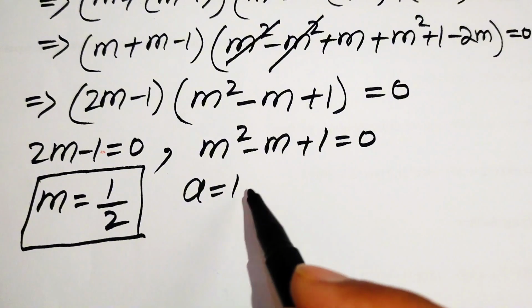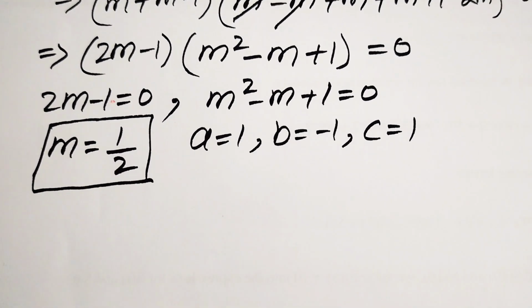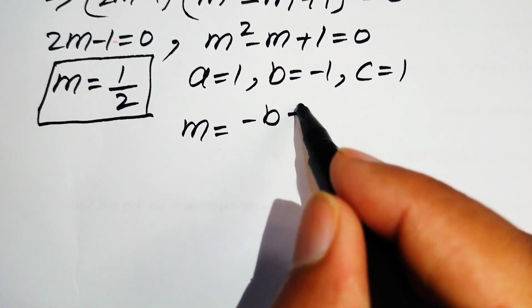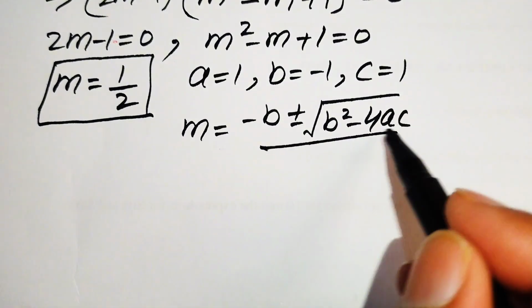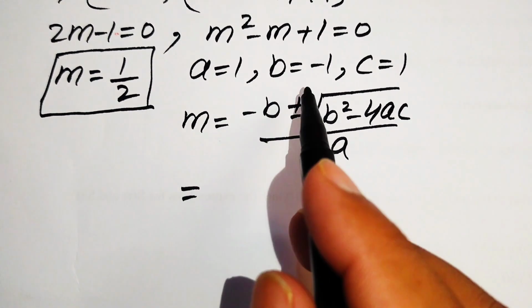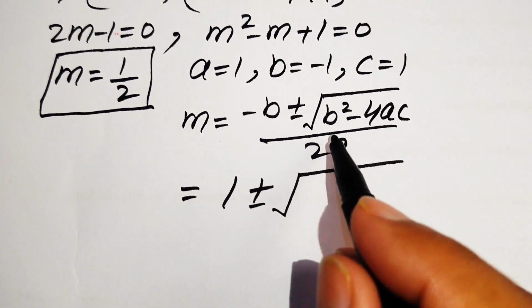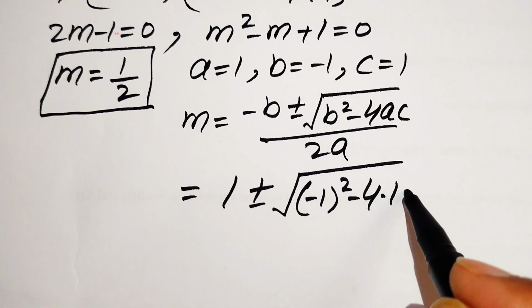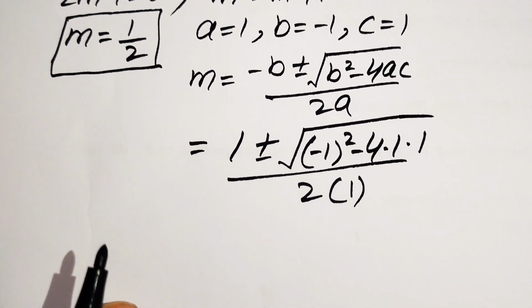So we have a equals 1, b equals minus 1 and c equals 1, and we know that the quadratic formula will be written as m equals minus b plus minus square root of b square minus 4ac, divided by 2a. We have the value of b as minus 1, so we substitute it here. It will become plus 1 plus minus square root of b square, so b is minus 1 square, minus 4 times a is 1 and c is 1, divided by 2 times a, and our a is also 1.